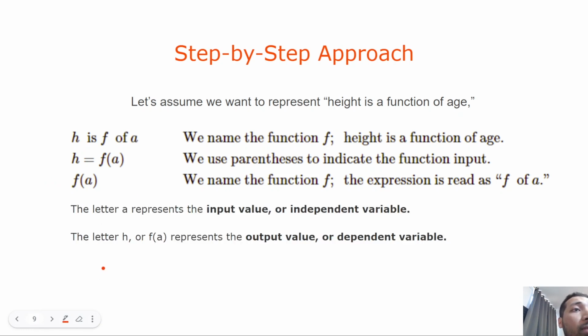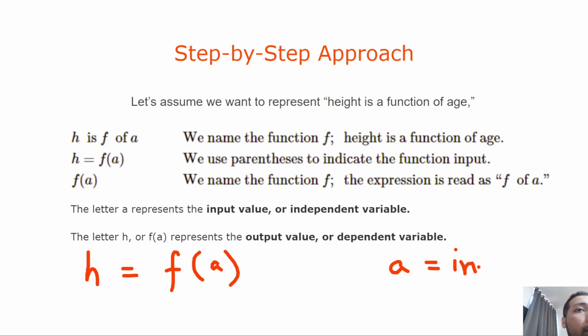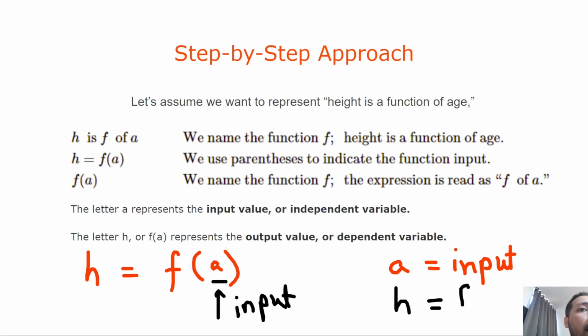A quick note over here: as we write the function as h equals f of a, this a is representing the input value, which is just this portion. This is our input. Once we plug in the input, we get the output, which is our h. And h is same as f of a. So h or f of a represents the output.